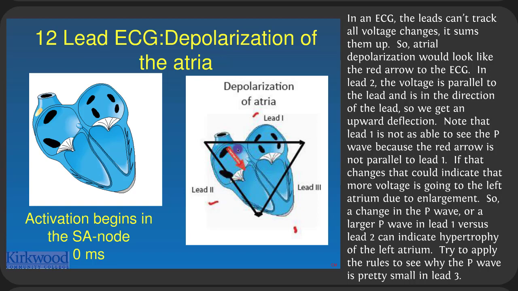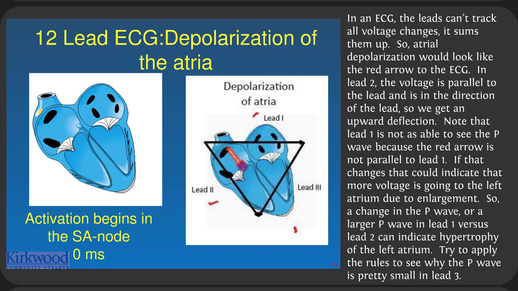In lead 2, the voltage is parallel to the lead. It's in the direction of the lead, so we get an upward deflection. Note that in lead 1, it's not as parallel, but we still get an upward deflection. It's kind of upside down here, so look at it from the top. This is an upward deflection, but it's not as big as in lead 2.